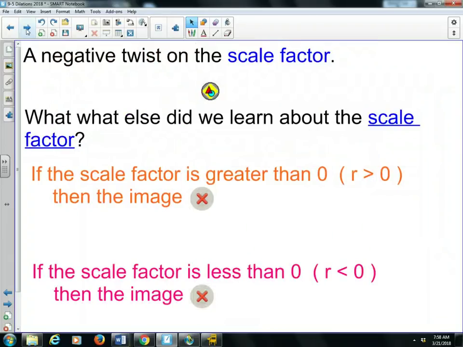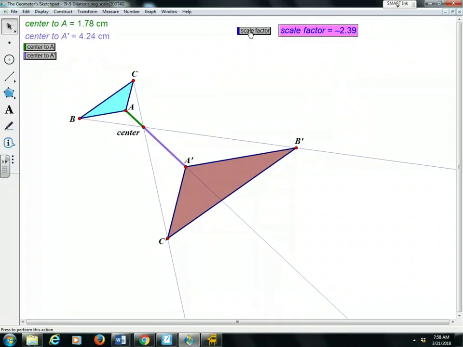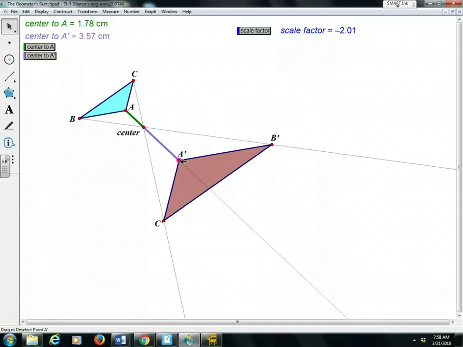All right, one more thing that we're going to look at here with scale factor. We can have a negative scale factor. We don't see it quite as often, but right here, we see that the scale factor is negative 2.39. Let's make it a negative 2. So when it's a negative 2, my image is twice as big as my preimage. Triangle A prime, B prime, C prime is twice as big as triangle ABC. The distance from A to the center and A prime to the center is twice as long.